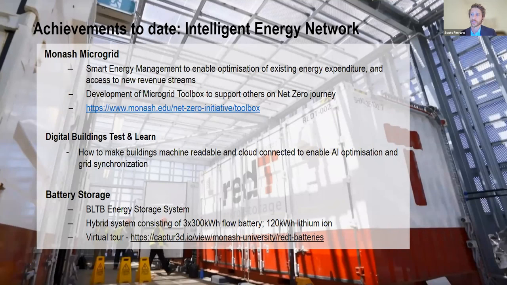So we've received some funding through the Australian Renewable Energy Agency and also the Victorian Government, and have partnered with Indra to develop a microgrid pilot at our Clayton campus. There's a lot more information on this on that website listed, which we can post into the chat afterwards. But really, this is helping us optimise our own energy use and reduce our own energy costs, but also to access some new revenue streams as well.